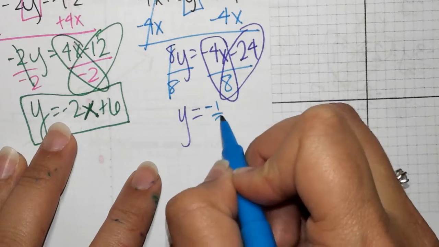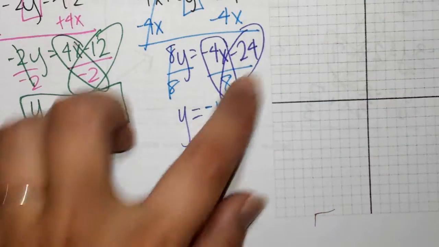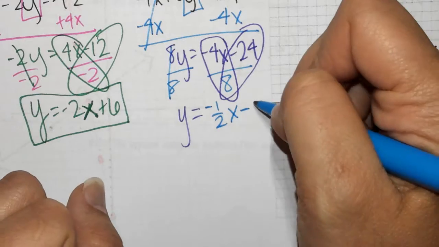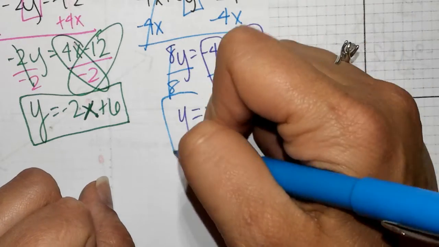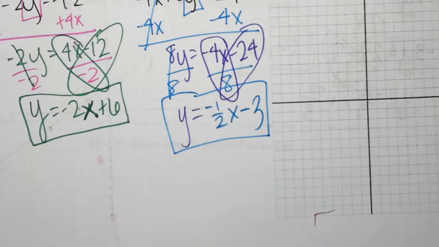So that's negative 1/2 x minus what? What's negative 24 divided by 8? Is that really it? Thank you.